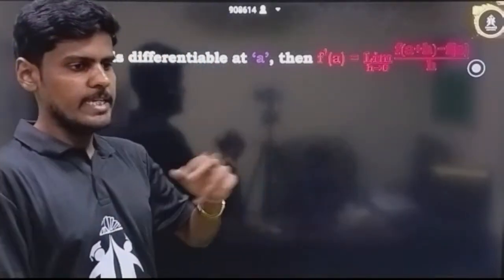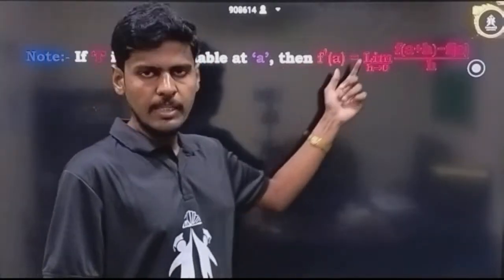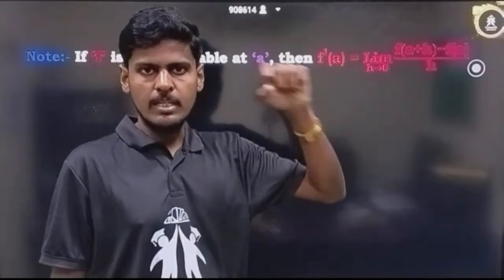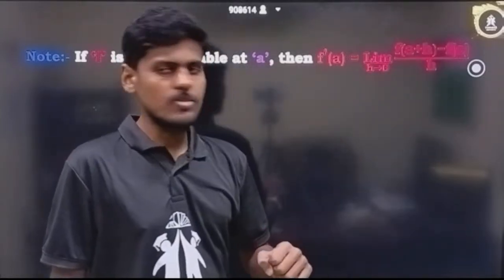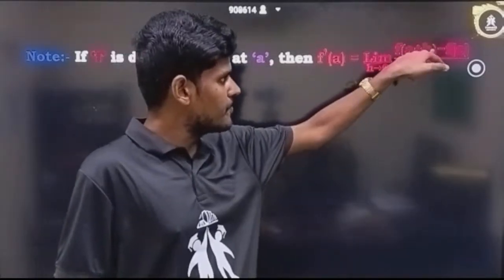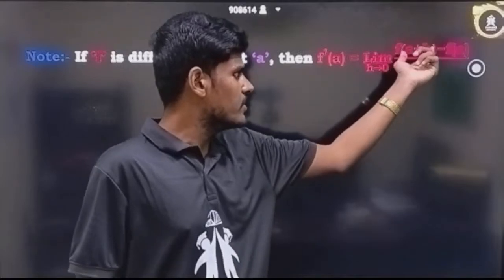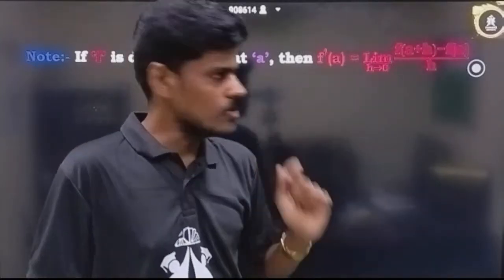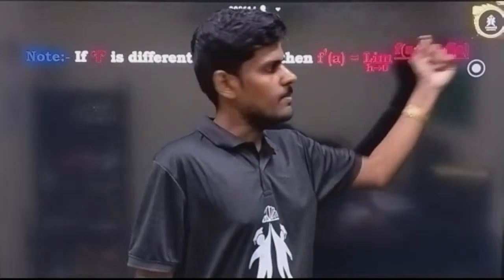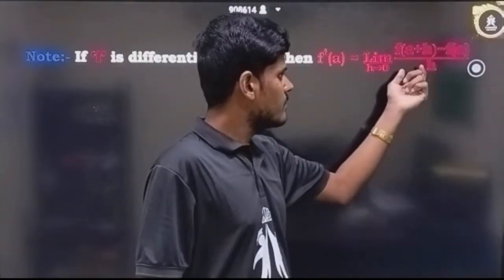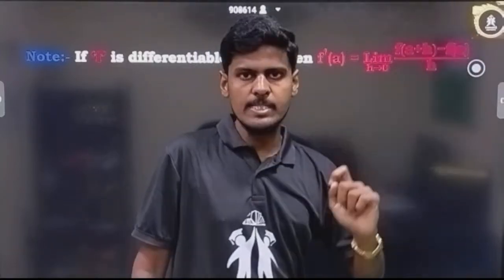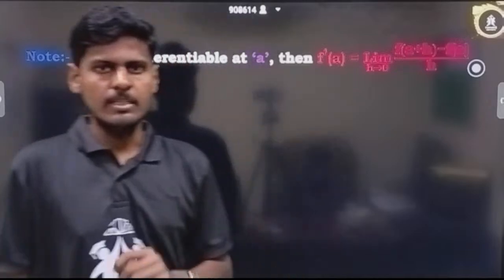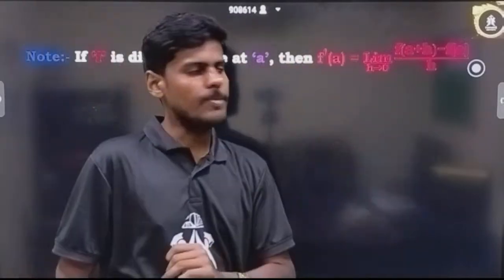Here instead of writing x and a, what we did is limit h tends to 0 f of a plus h. That means this value is actually the value of function at a point very close to a, a plus h, minus f of a divided by a plus h minus a. That will be h. This is another way of writing the slope of tangent.